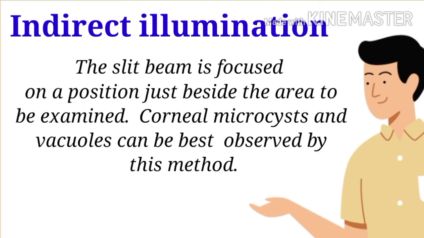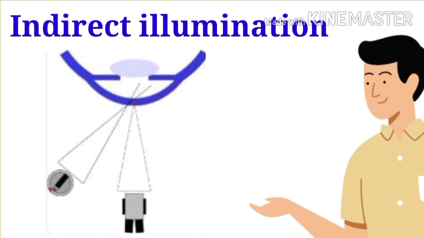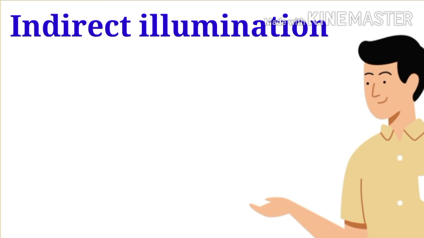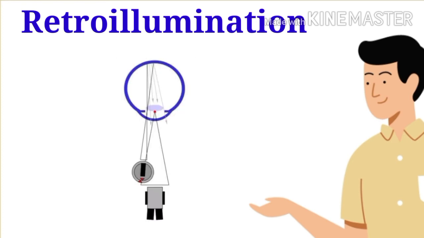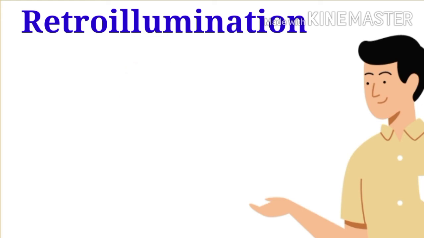Third, indirect illumination. The slit beam is focused on a position just beside the area to be examined. Corneal microcysts and vacuoles can be best observed by this method. Fourth, retroillumination. Light is reflected off the iris or fundus while the microscope is focused on the cornea. This technique is especially helpful in detecting corneal edema, neovascularization, microcysts and infiltration.